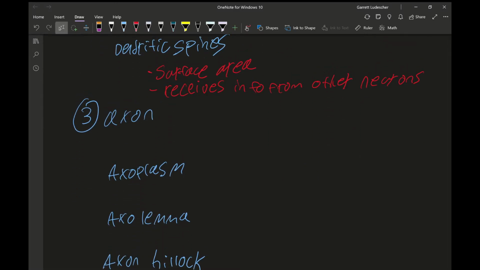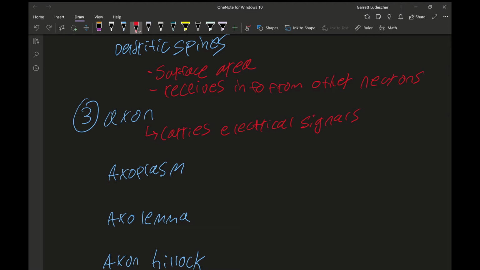Okay, then we have the axon. So this is like the long part coming off of the cell body that you're probably familiar with. It's the long process that carries electrical signals or action potentials to the target. It carries electrical signals.